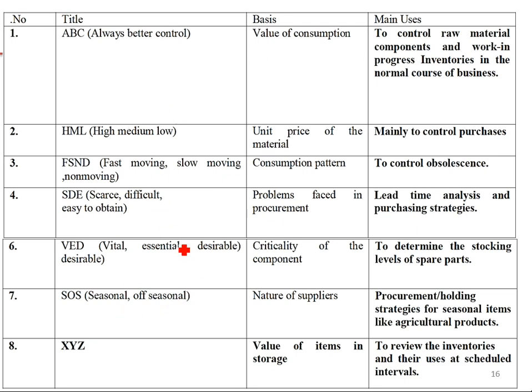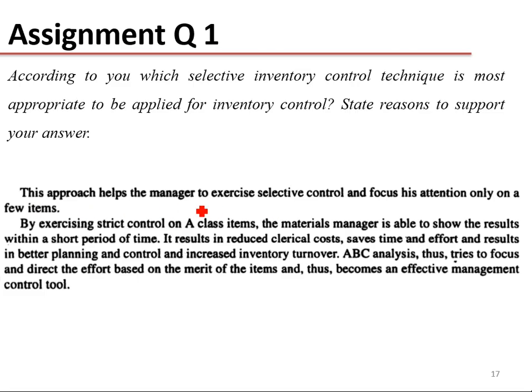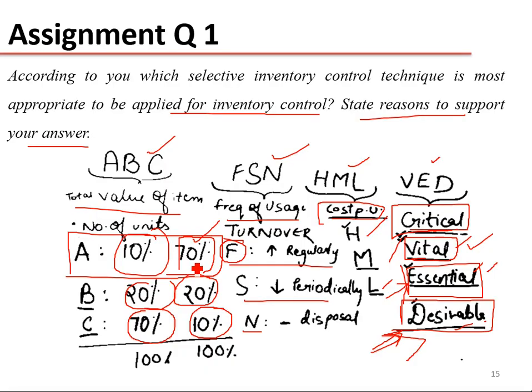So based on this discussion, I have put you over here that this approach is the ABC approach. The ABC approach helps the manager to exercise selective control and focus his attention only on the few items. As we know, we are not going to focus on all the items, so we generally focus on the 70% whose importance is very high.